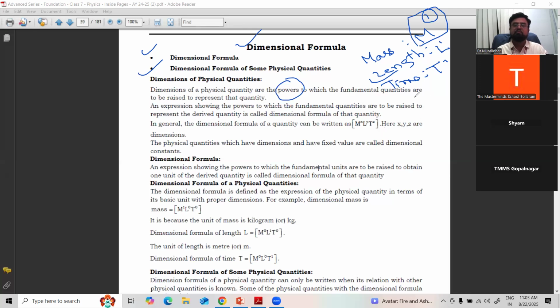For example, if you ask the dimension formula of speed, you know it is distance by time, right? Distance by time. What is distance? It is nothing but length only, L1.